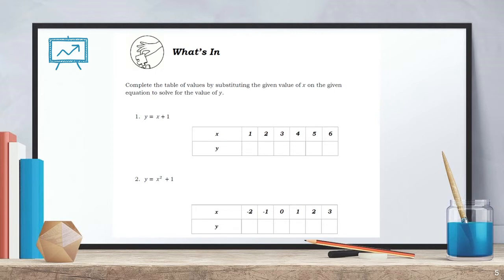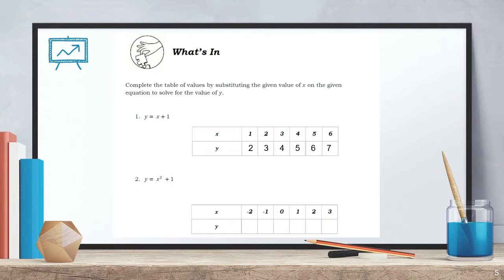So for number 1, if we substitute 1 for x in this equation, the answer would be 1 plus 1 equals 2, correct. And then on this part of the table, we replace x with 2. Y is equal to 2 plus 1, so that would be 3. And then again, we plug in the value of 3 to our equation, y is equal to x plus 1, so that would be y equals 3 plus 1. So the answer would be 4, and so on and so forth.